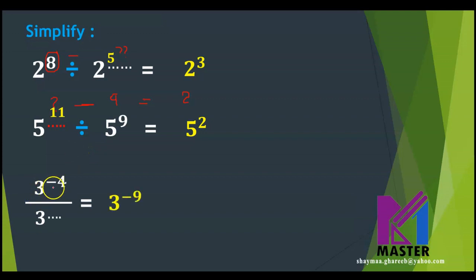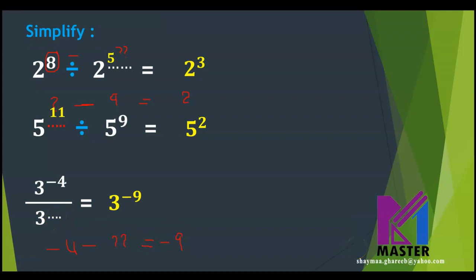Now I have 3 to the power of negative 4 over 3 to the power of a missing number equals 3 to the power of negative 9. We said we are going to subtract the first power minus the second power. So negative 4 minus what number gives negative 9? Negative 4 minus 5 gives negative 9. Then the missing power here is 5.